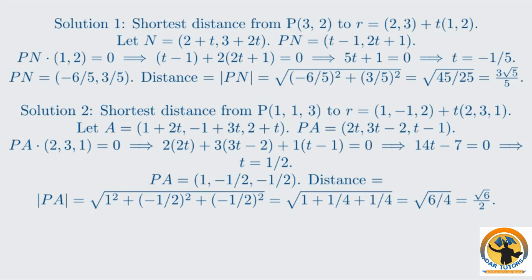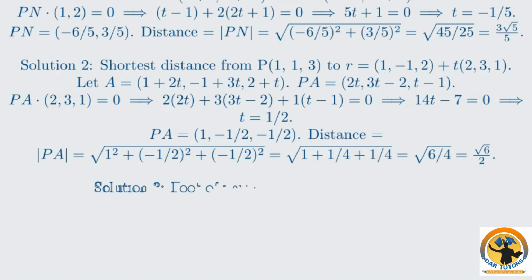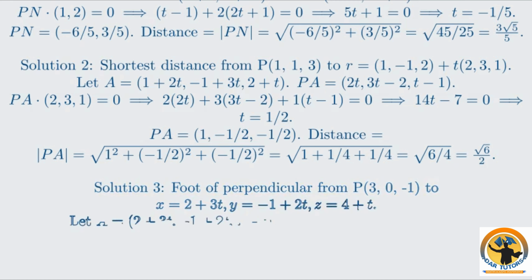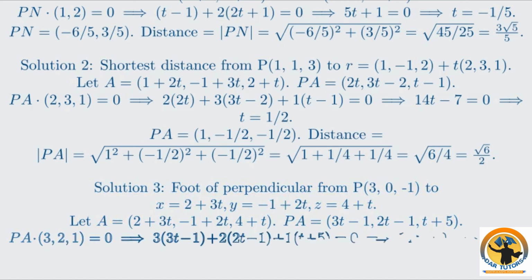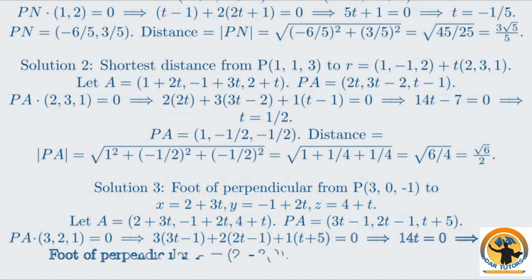For question 3, the foot of the perpendicular is the point (5, 1, 5). We find the vector PA, dot it with the direction vector (3, 2, 1), and solve for t. This gives t = 1. Substituting t = 1 into the line's parametric equations gives the coordinates of the foot of the perpendicular.